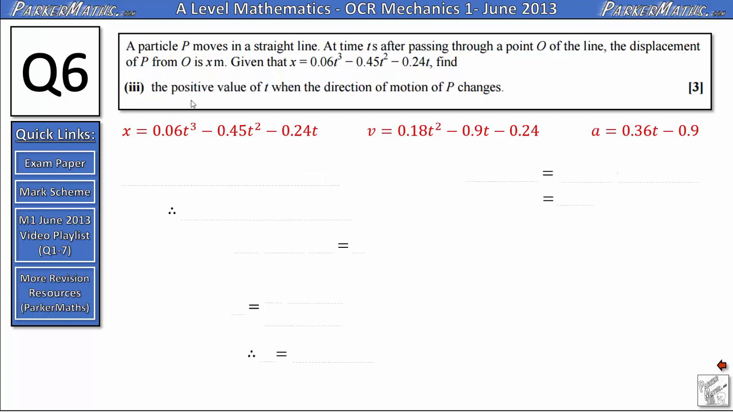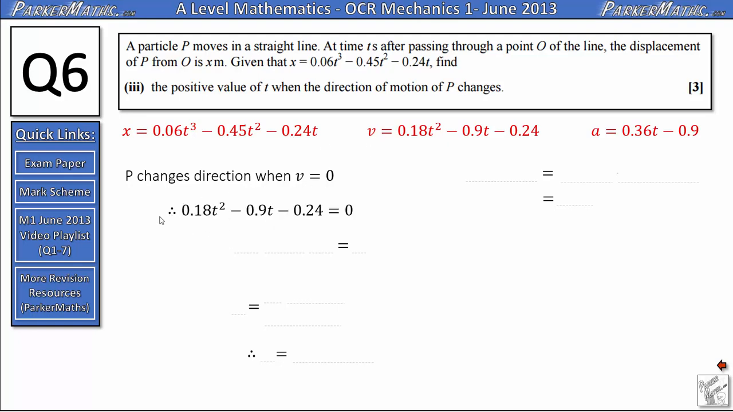In part 3, we're interested in finding the positive value of t when the direction of motion of P changes. Well, if you think of a particle travelling in a particular direction, in order for that particle to then travel in the other direction, it has to first slow down until its velocity is 0 and then change direction. So if we want to find out when it changes direction of motion, we need to find out when the velocity equals 0.